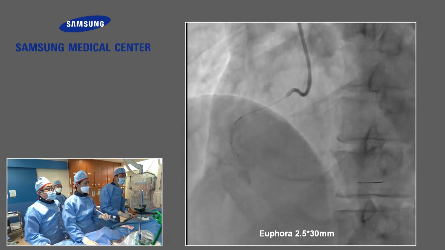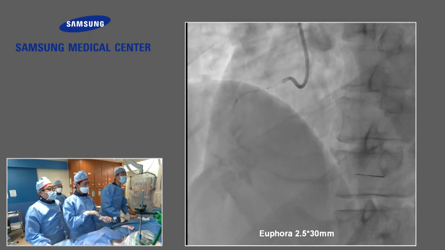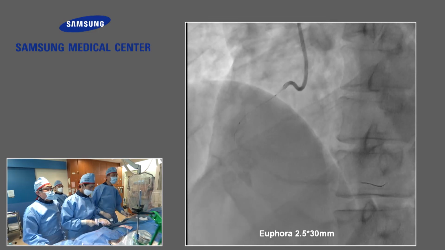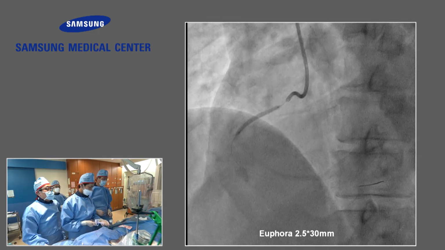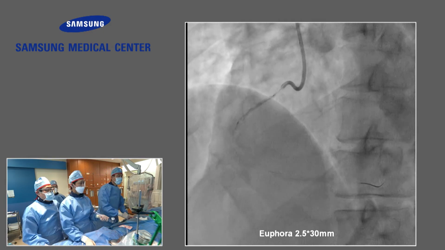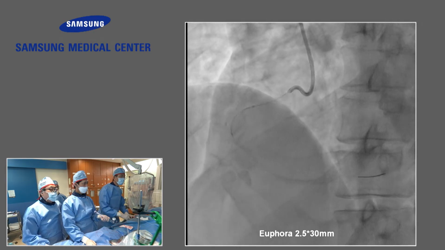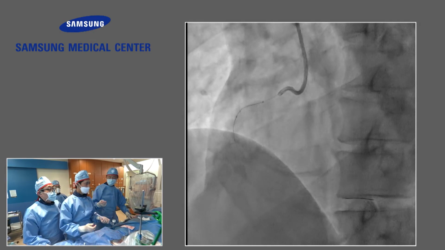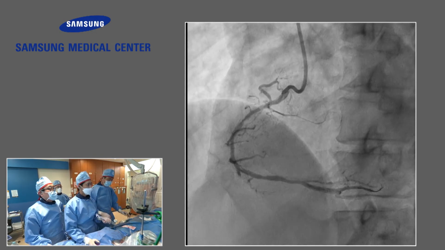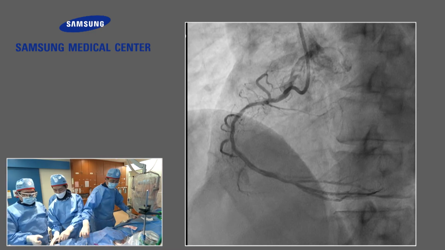This is a 2.5, 30 millimeter balloon. In a long lesion, I routinely use a 30 millimeter balloon. Inflate, 14. Deflate. Okay, let's measure. Sizing angio. Okay, this is what I get. And I'll let go to IVUS.